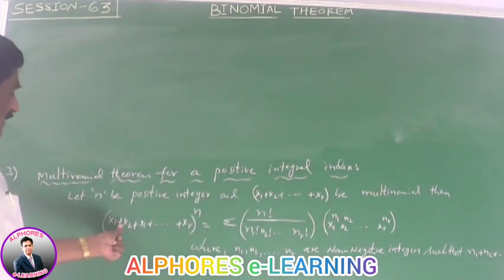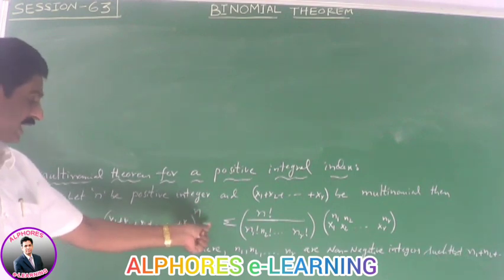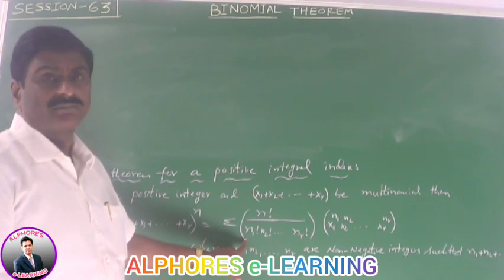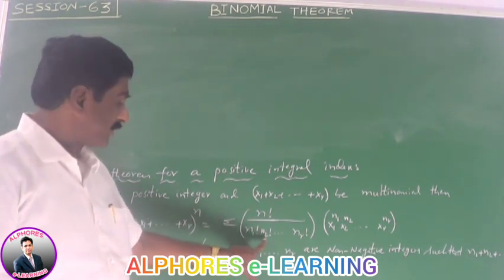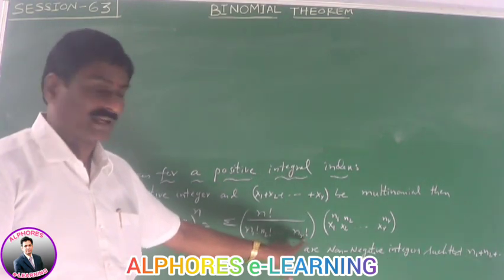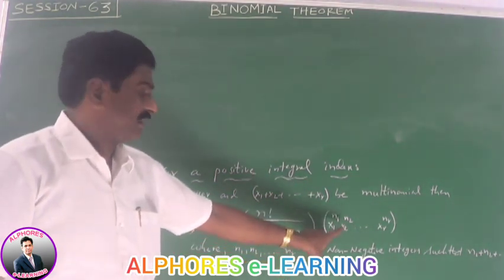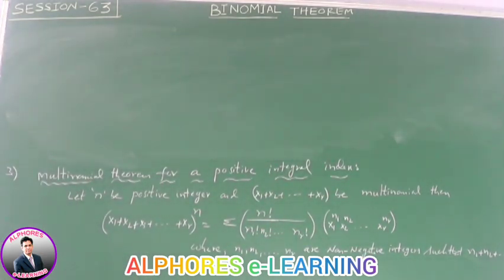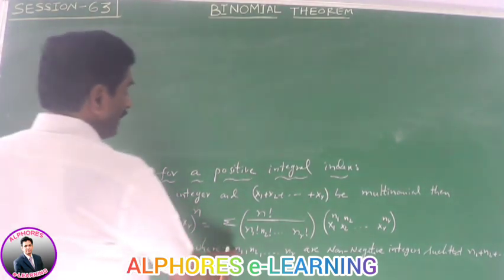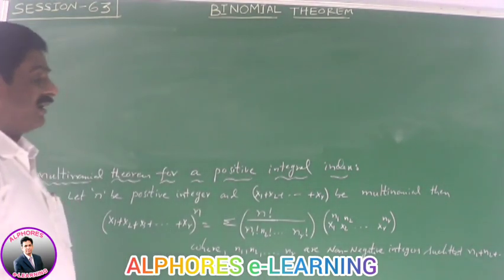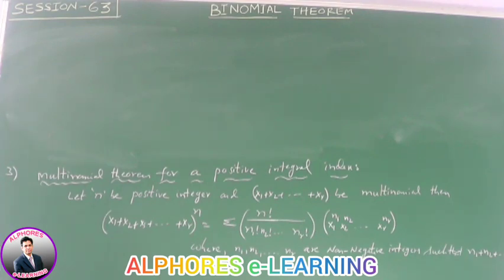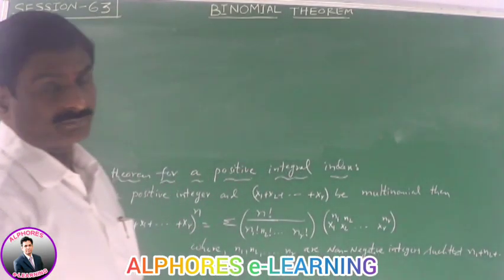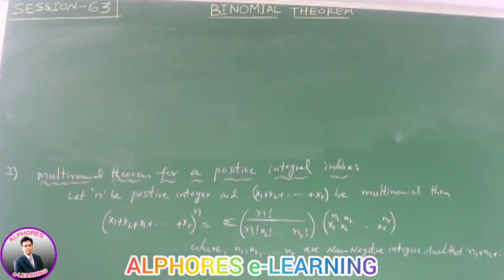Then x1 plus x2 plus x3 plus so on x suffix r whole power n is equal to sigma of n factorial by n1 factorial into n2 factorial into so on n suffix r factorial into x1 power n1, x2 power n2, so on x suffix r whole power n suffix r, where n1, n2, so on n suffix r are non-negative integers such that n1 plus n2 plus so on n suffix r is equal to n.